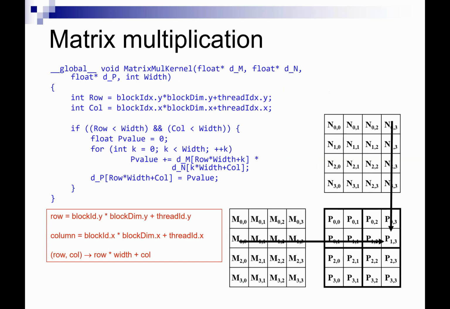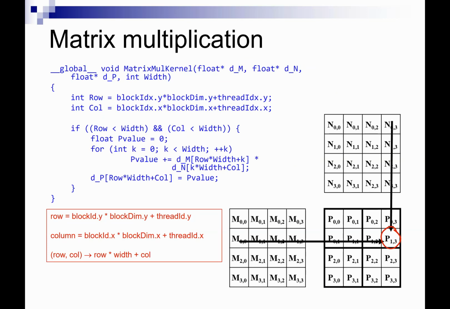Okay, so now let's do this example. I'm just going to show the kernel function here for the matrix multiplication. We assume that M, N, and P have already been pre-allocated. Now, first, for each thread, we're going to figure out which item it is going to process. For example, this thread: which item of the output is it going to process?